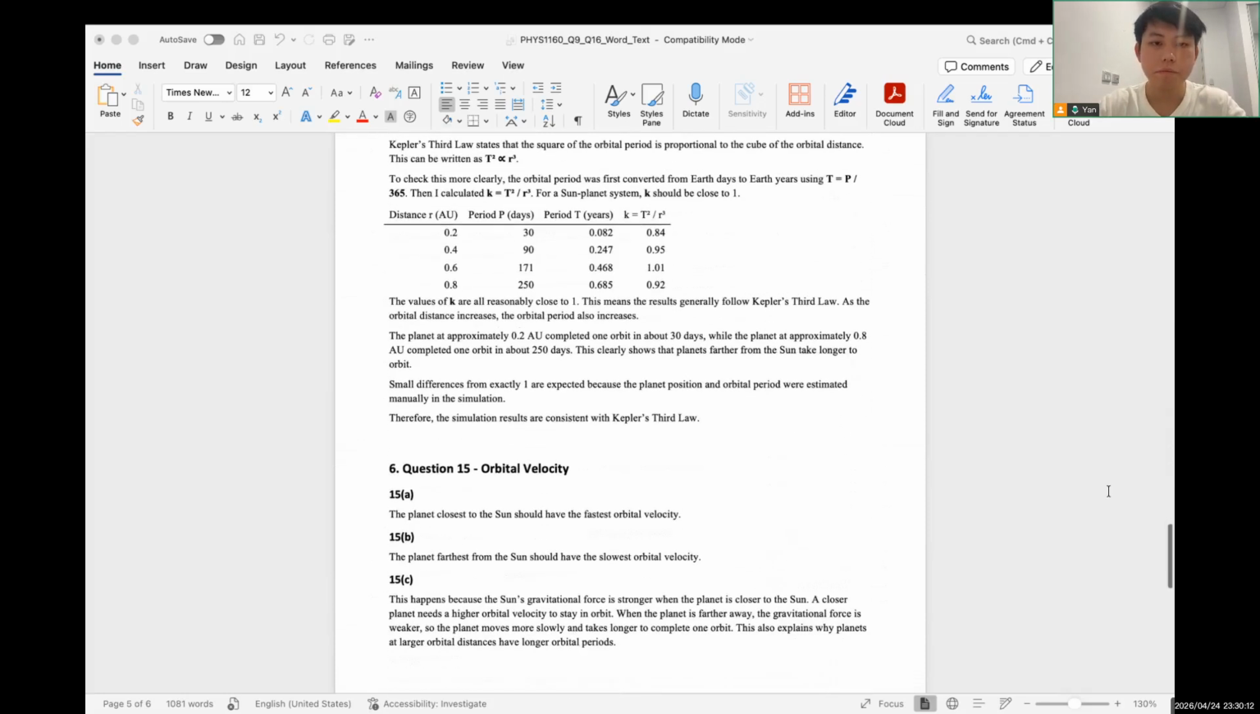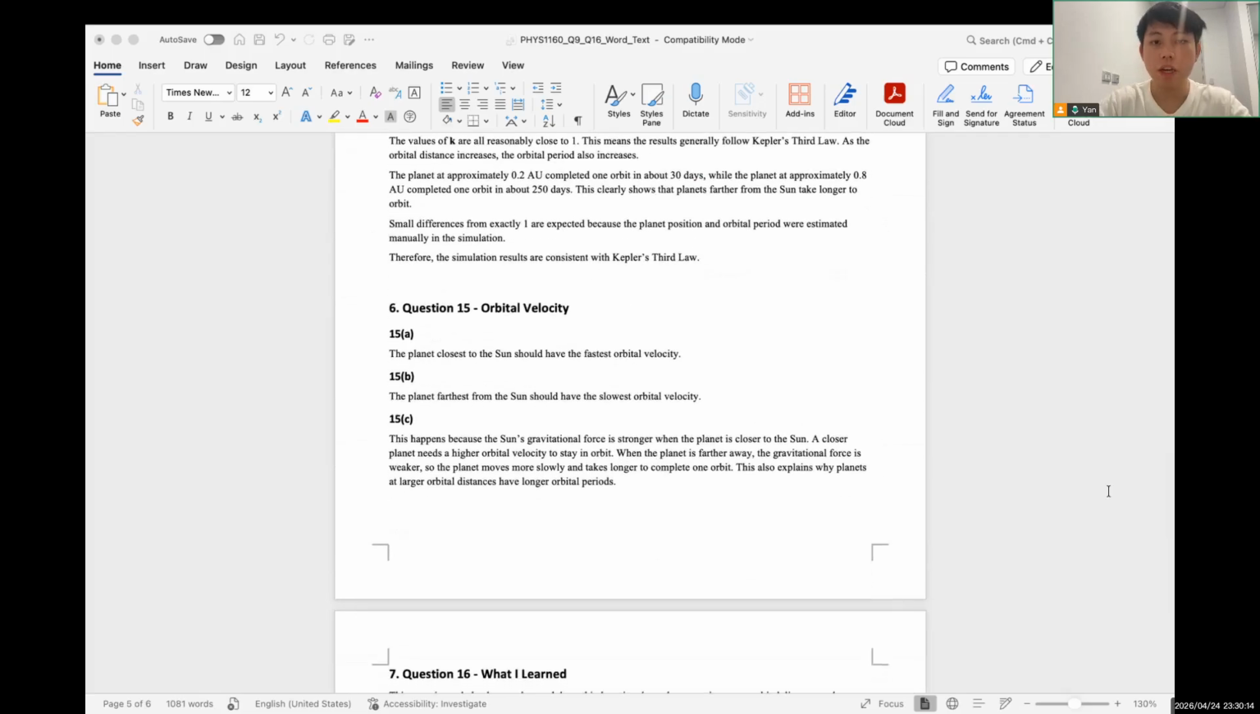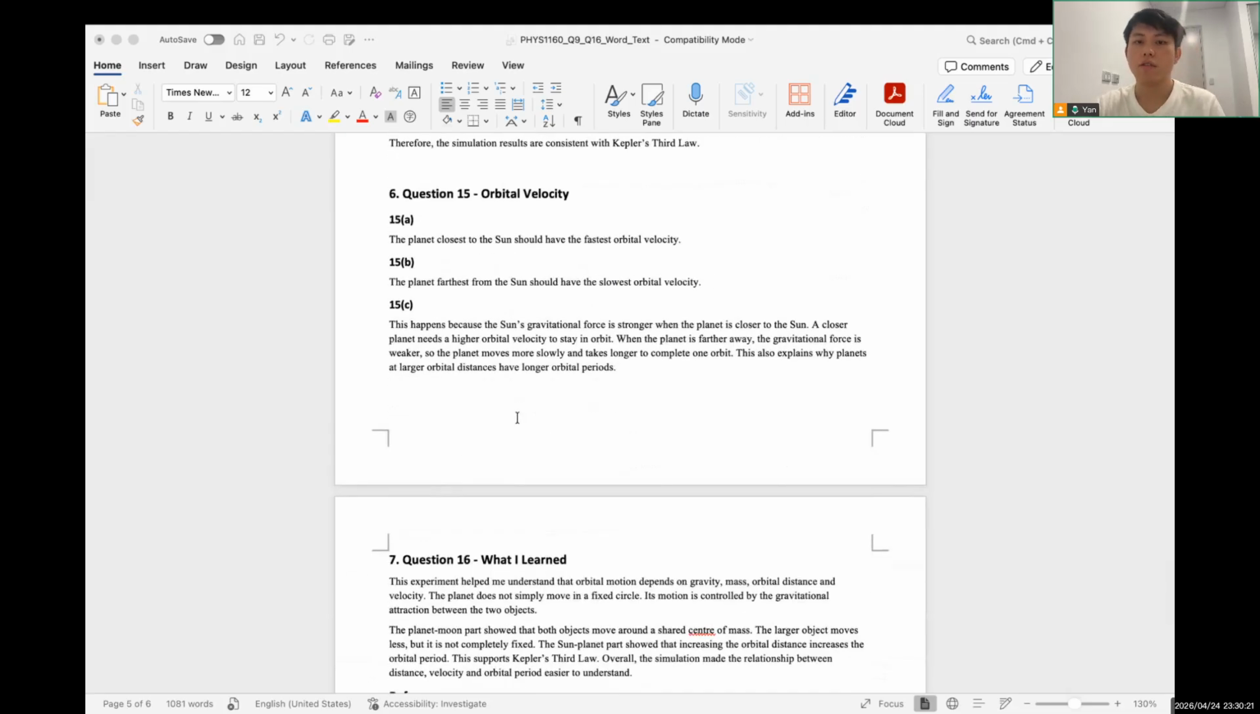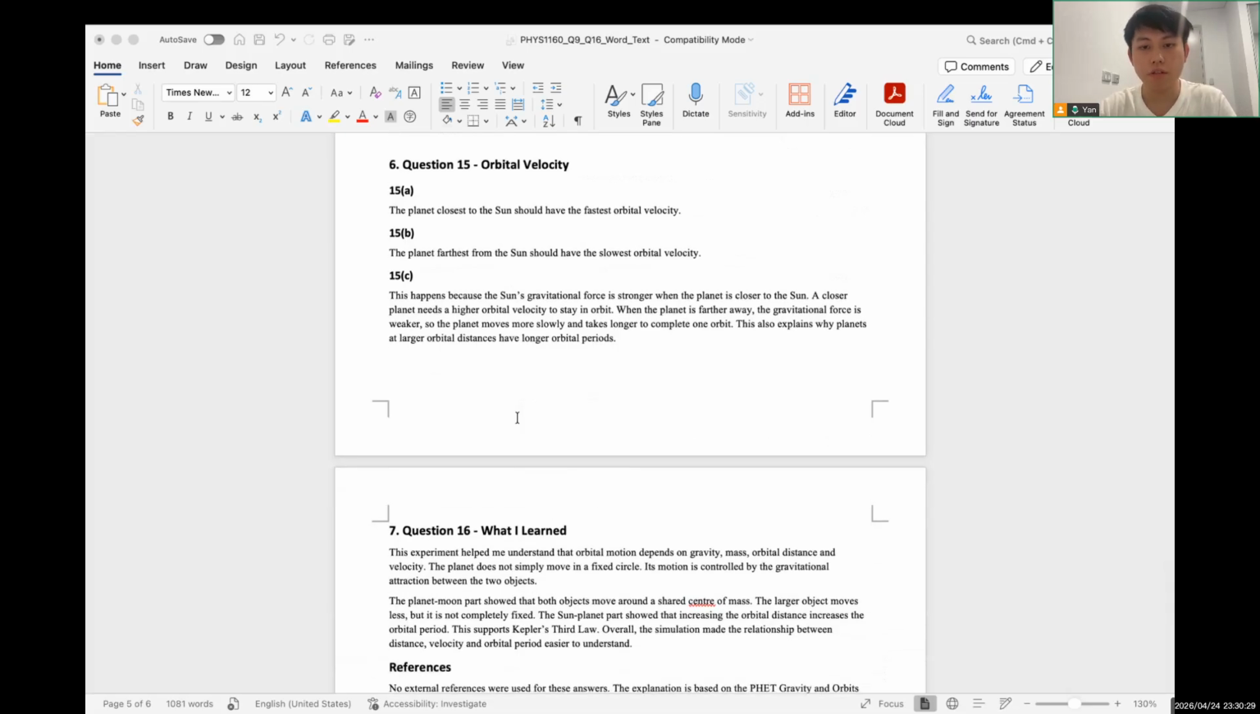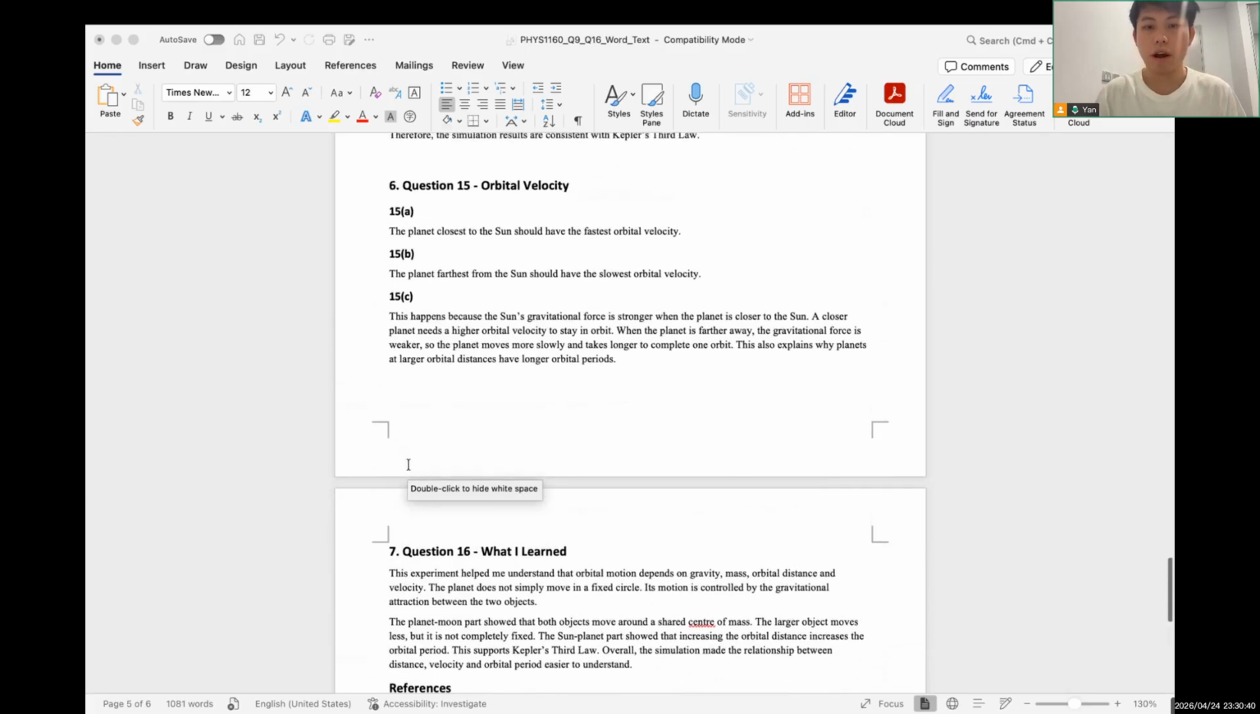For question 15, the planet farthest from the Sun should have the slowest orbital velocity. This is because gravity is stronger when the planet is closer to the Sun, so the planet needs to move faster to stay in orbit. Further planets experience weaker gravity, so they move more slowly.